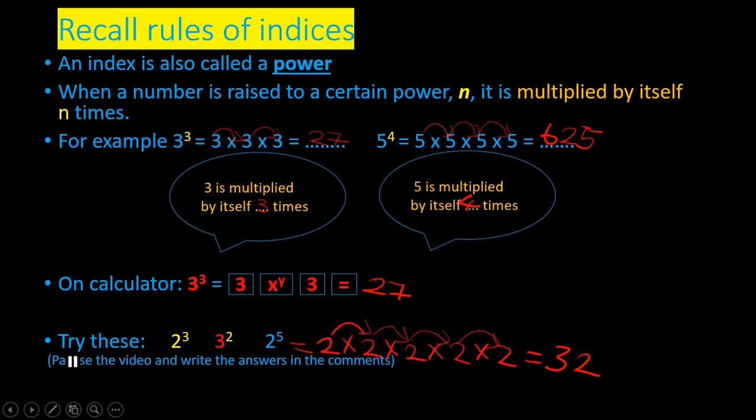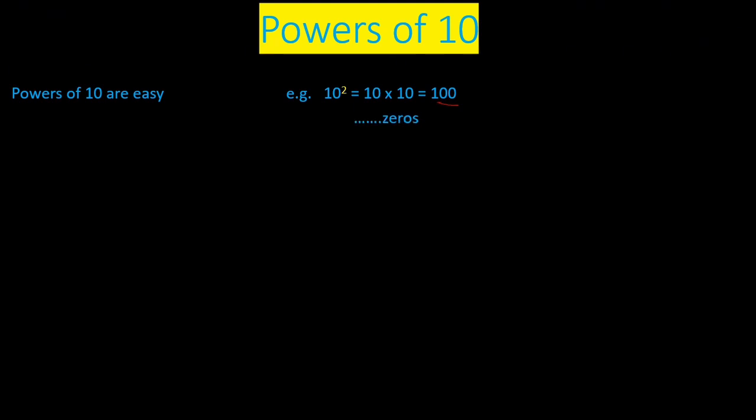Next, we want to look at powers of 10. So powers of 10 are quite easy. For example, we have this number here, 10 to the power 2. So 10 to the power 2 is simply 10 multiplied by 10 and giving us 100. All right? So how many zeros did we get here? You can see here that we got 2 zeros. 1, 2.